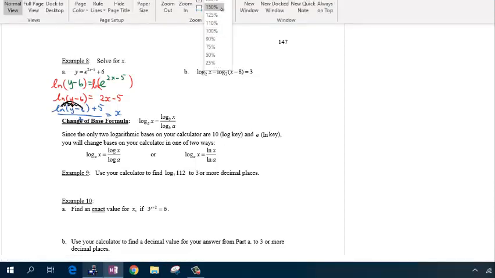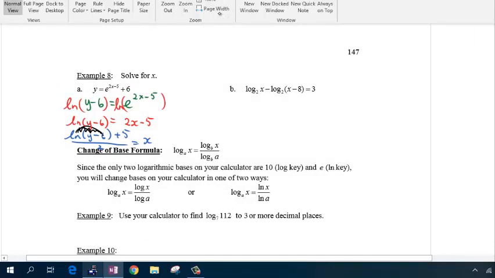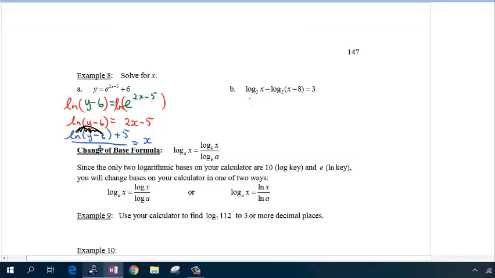Alright. How about part B? I see we can use those log rules. I hope you can see that too. Subtraction, of course, means we divide. So we have x over x minus 8, and that equals 3.